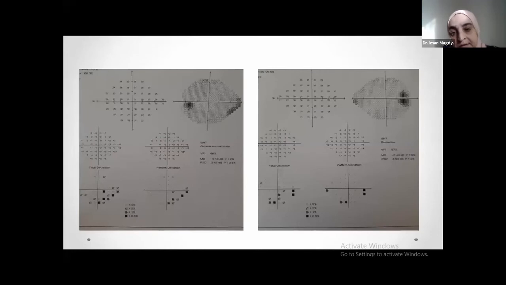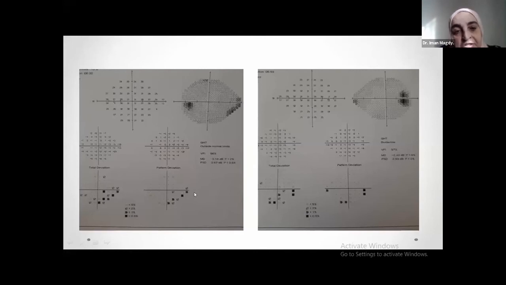Yes, her field. This is her field. As we can see here, there are early changes. The mean deviation is still in the early phase, minus two in the right and minus three in the left. We can see here some early inferior nasal, relative inferior nasal defects. They are more pronounced in the left eye.